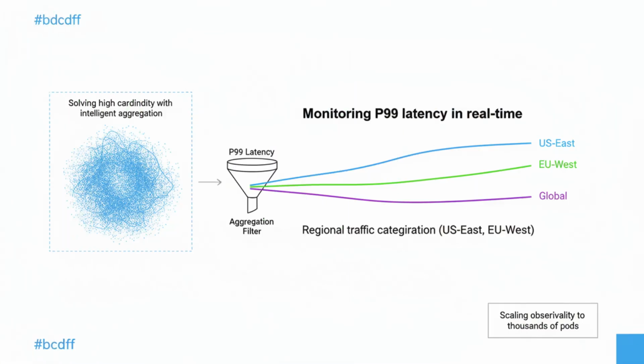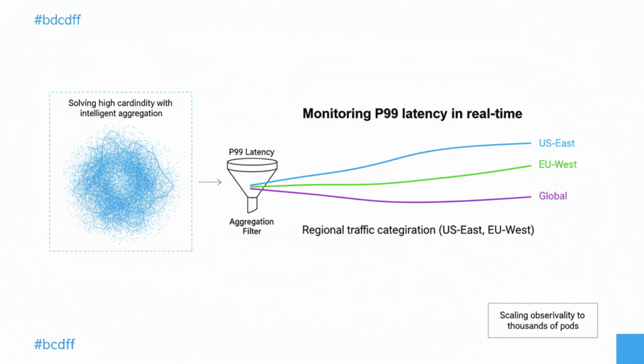Traces give us depth, metrics give us breadth. However, at the edge, we face the challenge of high cardinality. If you try to track every single IP address or user agent as a metric label, your monitoring system will collapse under the volume of data. OpenTelemetry allows us to perform intelligent aggregation at the ingress level. We can categorize traffic by region, status code, or upstream service without exploding the unique label count.